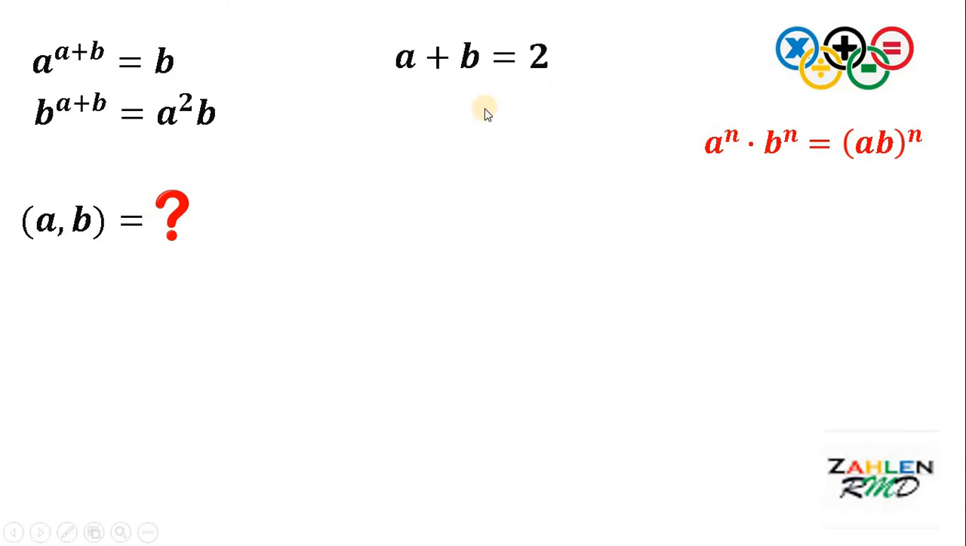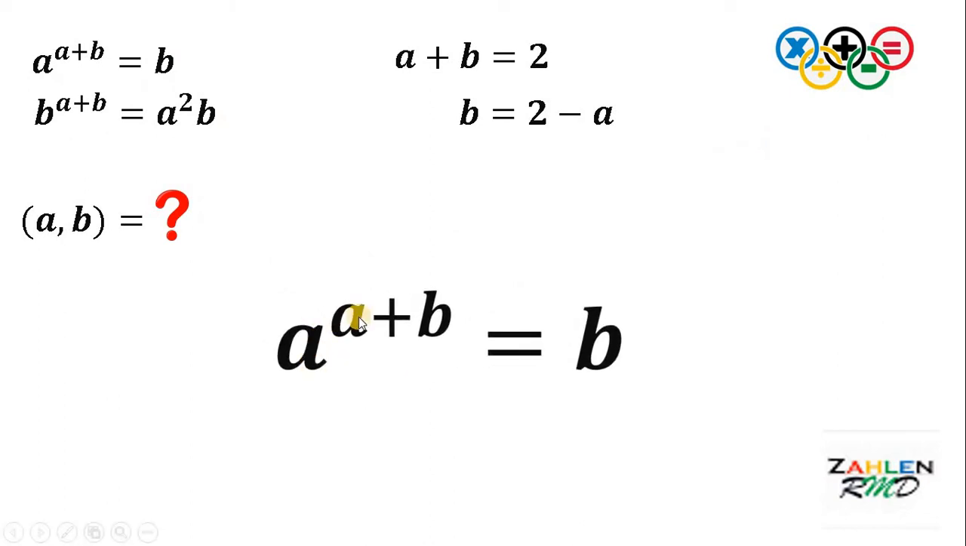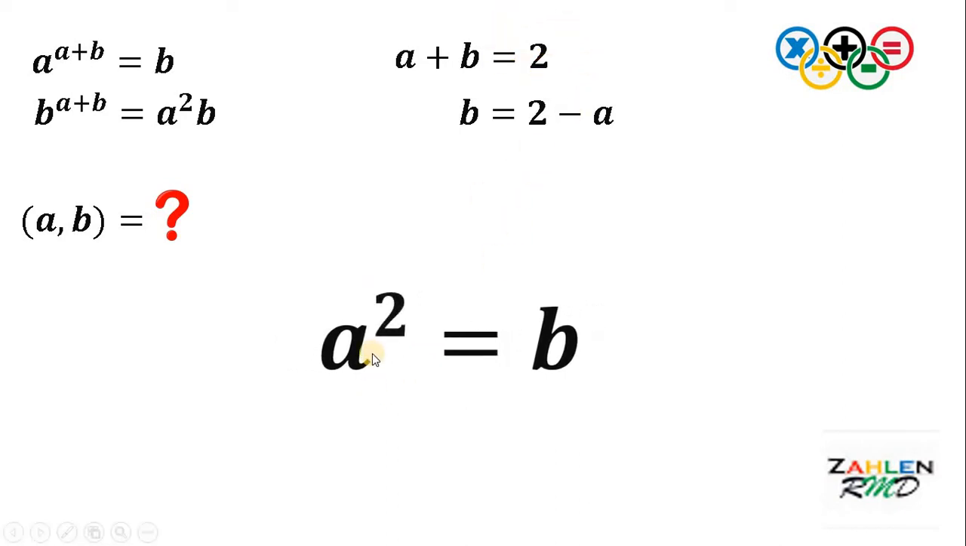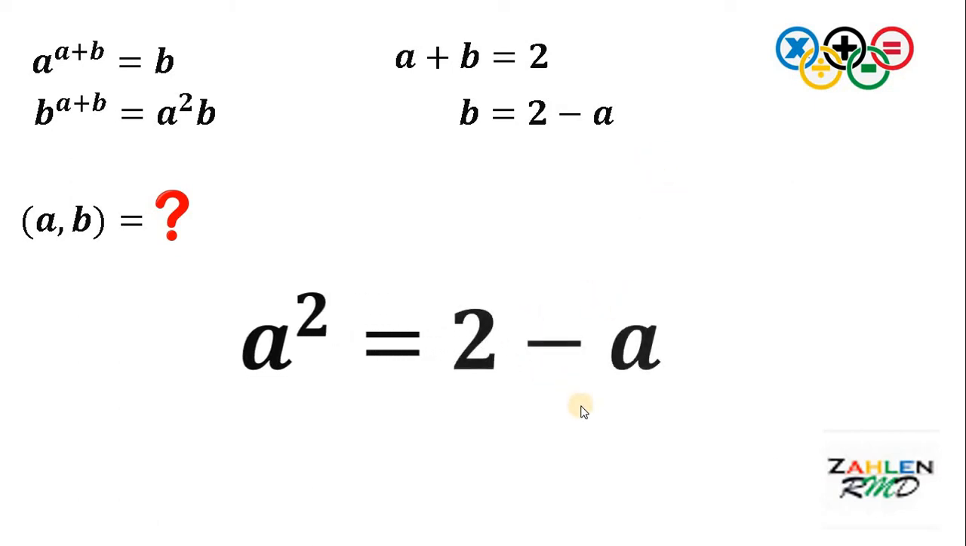Now what we're going to do is to solve for b. To do that, let's subtract a on both sides. Therefore, we can say that b equals 2 minus a. Now at this point, let's focus on the first equation. We have a raised to a plus b equals b. Why? Because we know the value of a plus b. A plus b must be 2. Therefore, we can substitute a plus b with 2. Next, we know the value of b. b is 2 minus a. Therefore, we can replace b with 2 minus a.